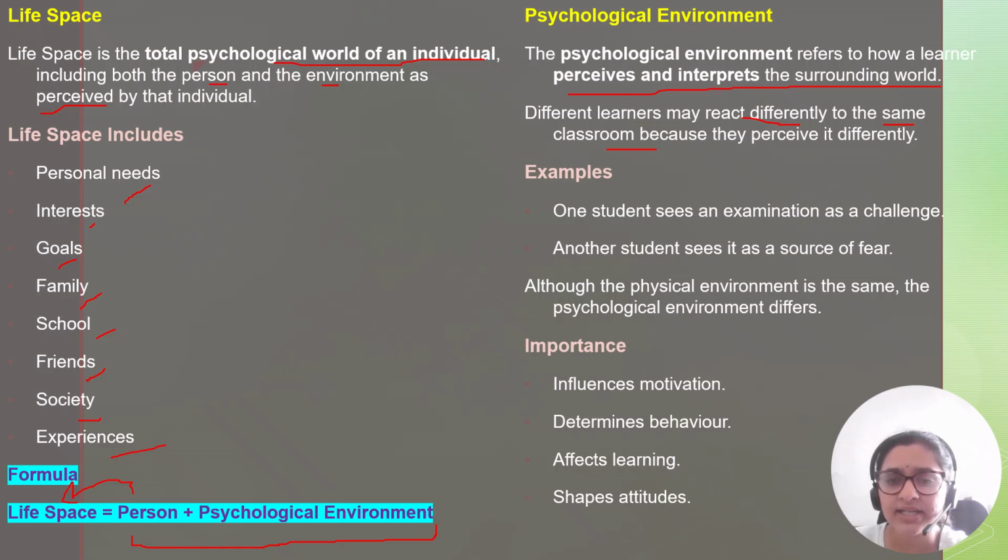One student sees examination as a challenge, another student sees it as a source of fear. So in the same situation, the two students are perceiving it differently. Although the physical environment is the same, that is, they both are in the same classroom, the psychological environment is different. So what is its importance? It will influence motivation. It will determine a particular behavior exhibited by a person. It affects learning and it shapes the attitudes and beliefs of that particular individual.